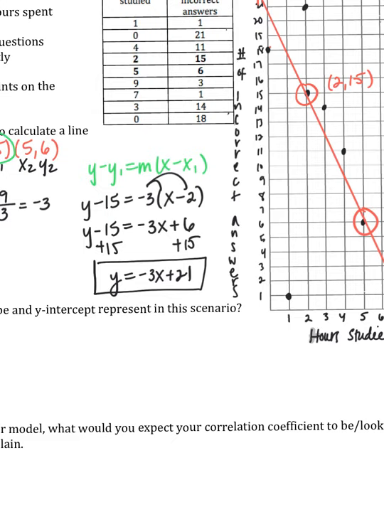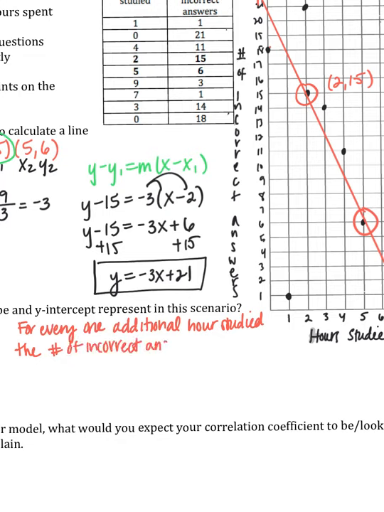So here we go. For every one additional hour studied, okay, for every 1 hour we study, the number of incorrect answers on a test, on the quiz, on the assessment will decrease by 3.